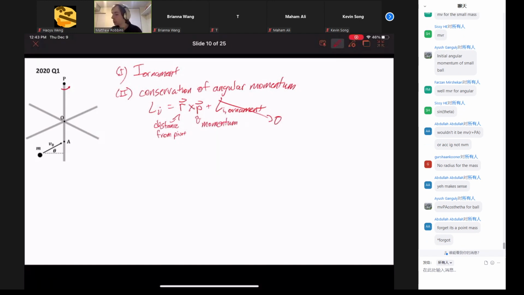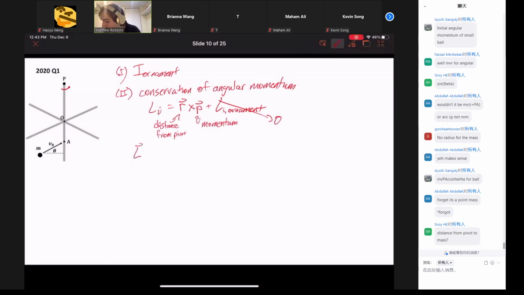So as a general rule, we have two formulas for angular momentum. We have L equals r cross p, and we have L equals I omega. When would I use which formula?